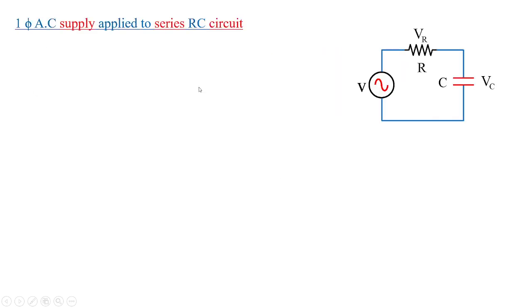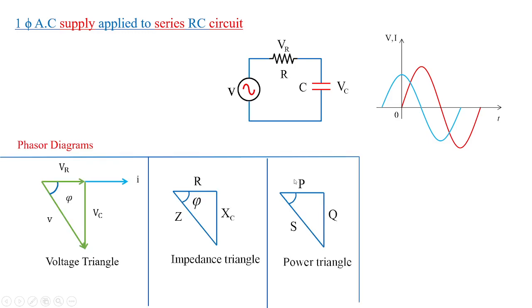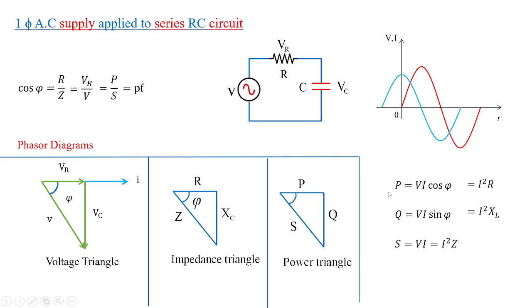Similarly, you go on with the single phase supply applied to RC circuit and then calculate the impedance value, then check the current and voltage waveforms, and you will get a conclusion that capacitor current leads the voltage by 90 degrees, and calculate the actual power, the reactive power and the apparent power, which is given by these triangles, and power factor can be estimated by any of these triangle formulas.